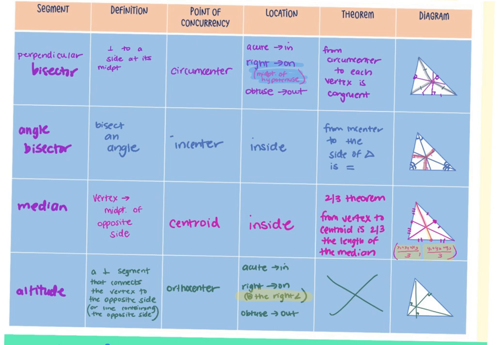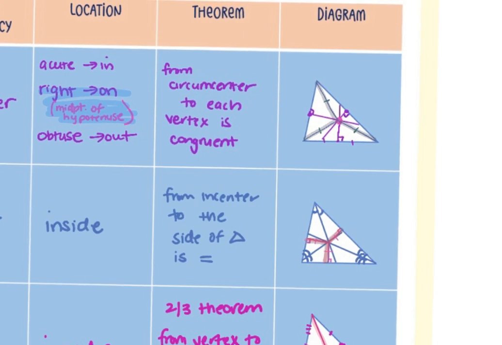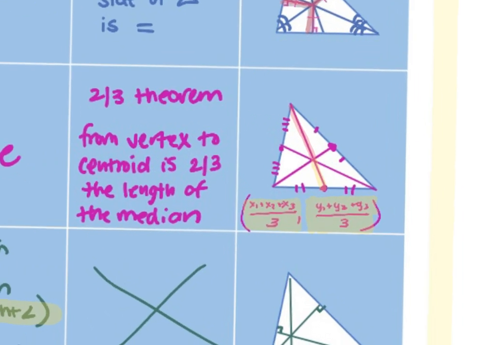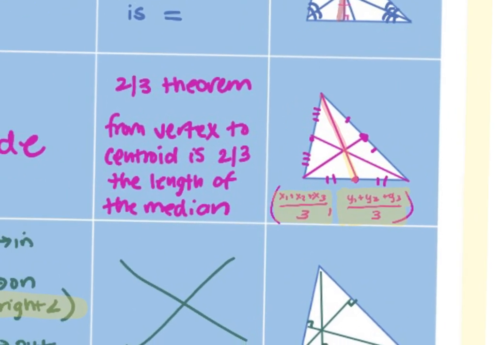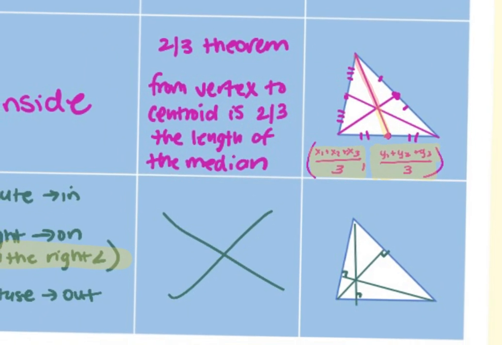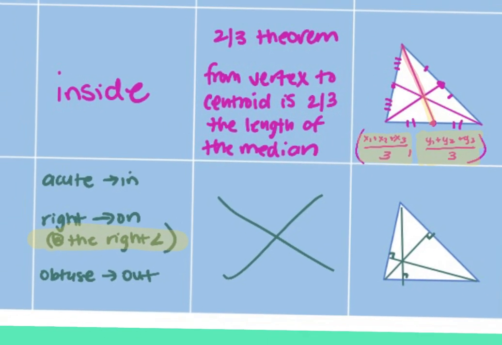You'd need to be able to find the coordinates of the perpendicular bisectors, which on a right triangle would be at the midpoint of the hypotenuse. You'd need to know how to find the centroid, and that's where you add the 3 x's and divide by 3, add the 3 y's and divide by 3. And you'd need to know how to find the coordinate of the altitudes in a right triangle, which is at the angle itself, at the right angle.